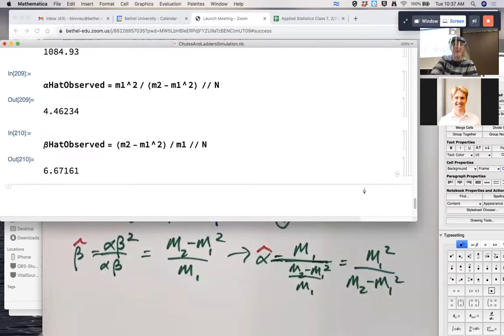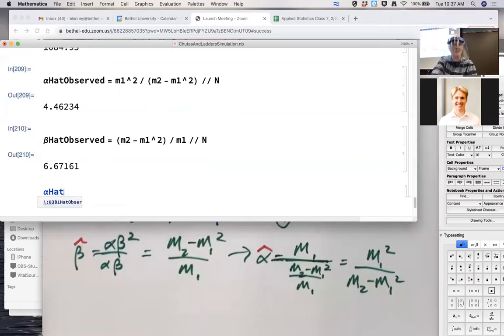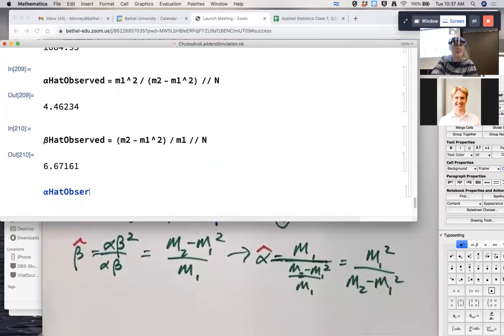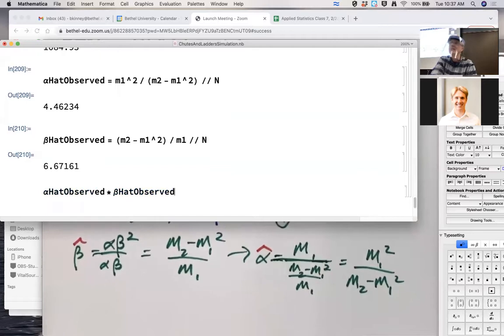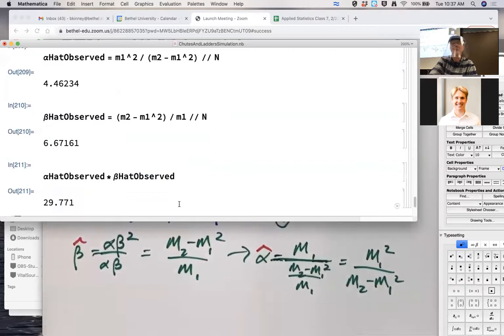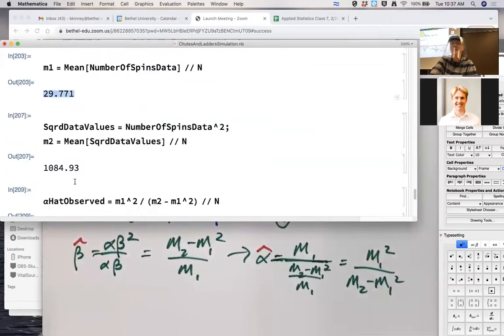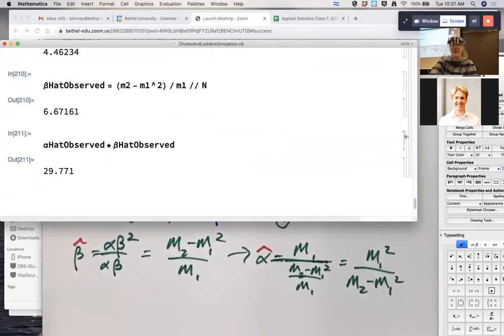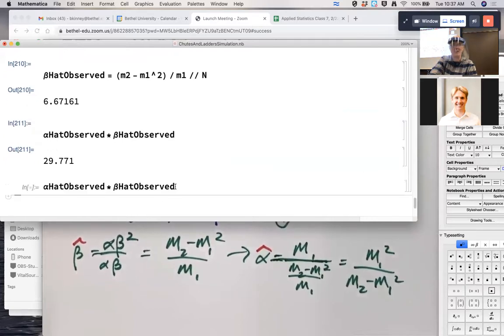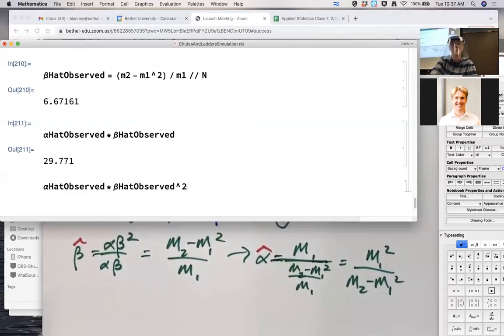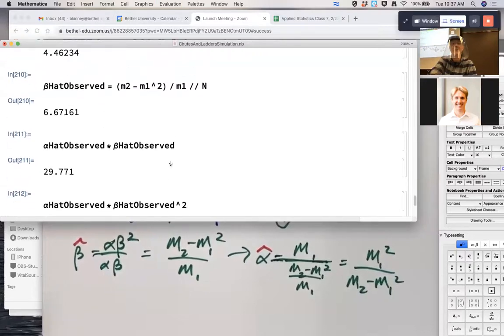And when you multiply those, alpha hat observed times beta hat observed, what should we get? We should get the mean, 29.771. And if I do alpha hat observed times beta hat observed squared, that should be the variance, 198.621.